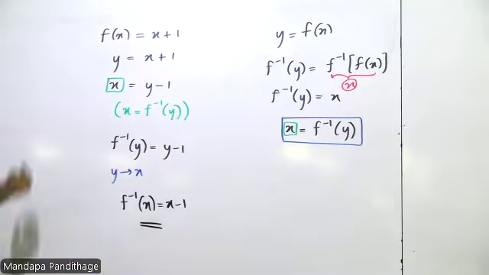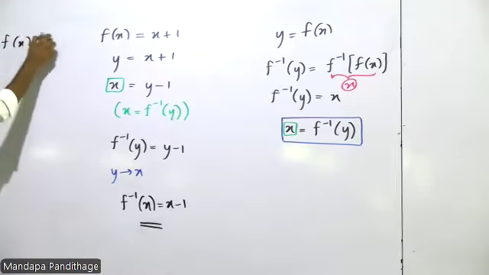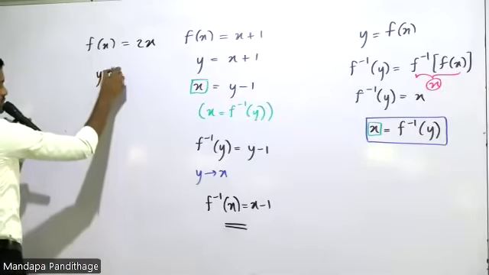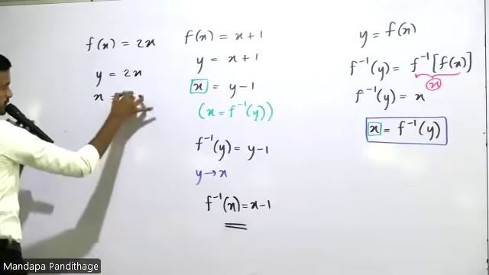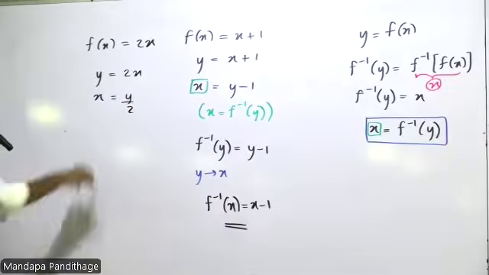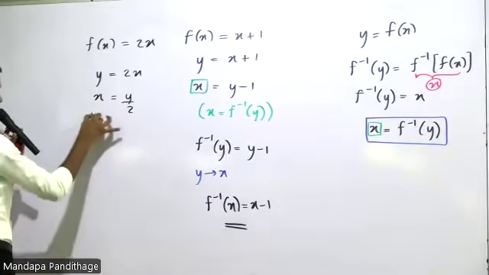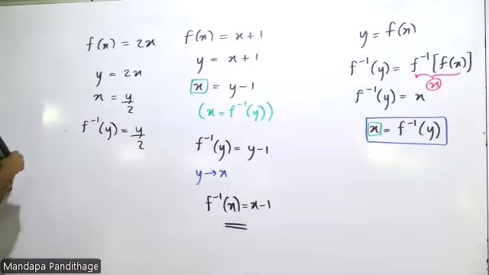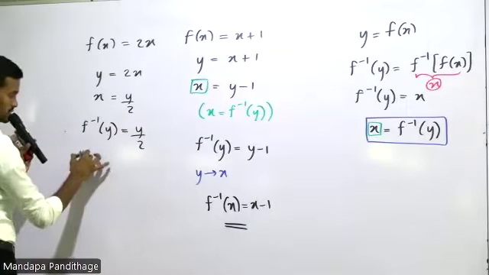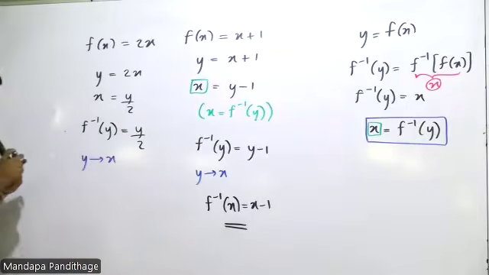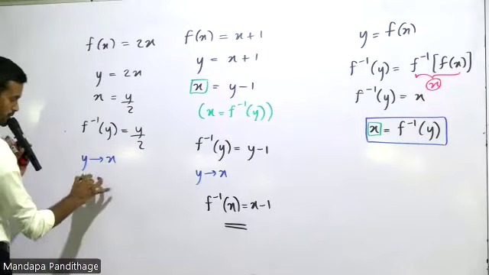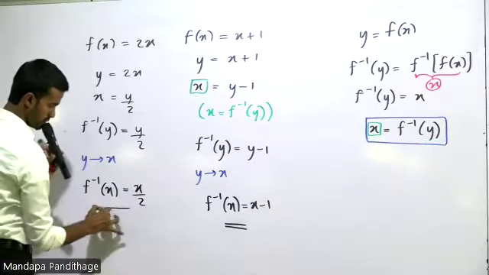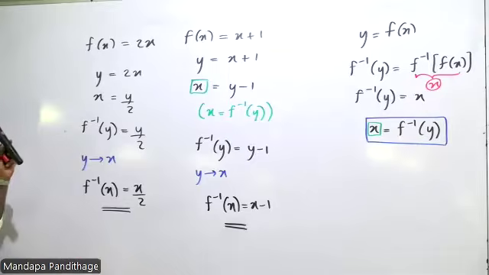Okay, let's do another example. Fx is equal to 2x, x multiplied by 2. So what I ask you is to subject x. When you subject x, you get y over 2. But I know when I subject x, what I get is f inverse y. F inverse y is equal to y over 2. But the inverse of fx is f inverse x, so I'm changing y into x. It's just a variable change. So f inverse x is equal to x over 2. So this is my inverse function, and this is how you find the inverse function.